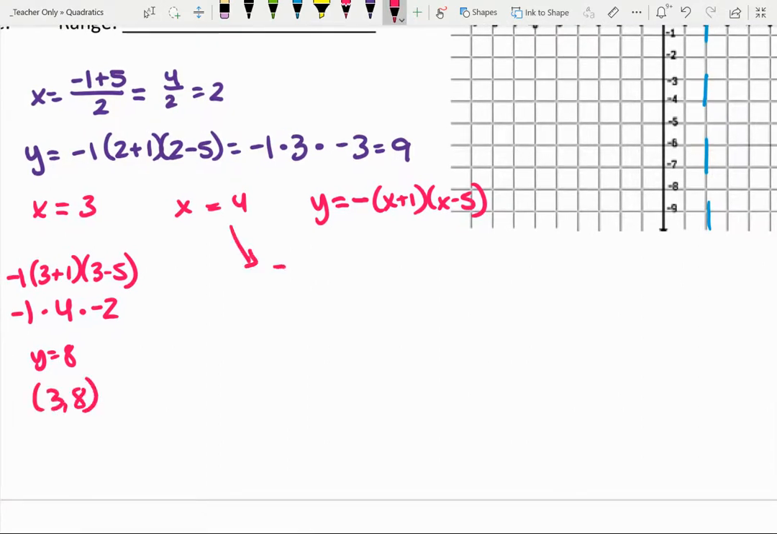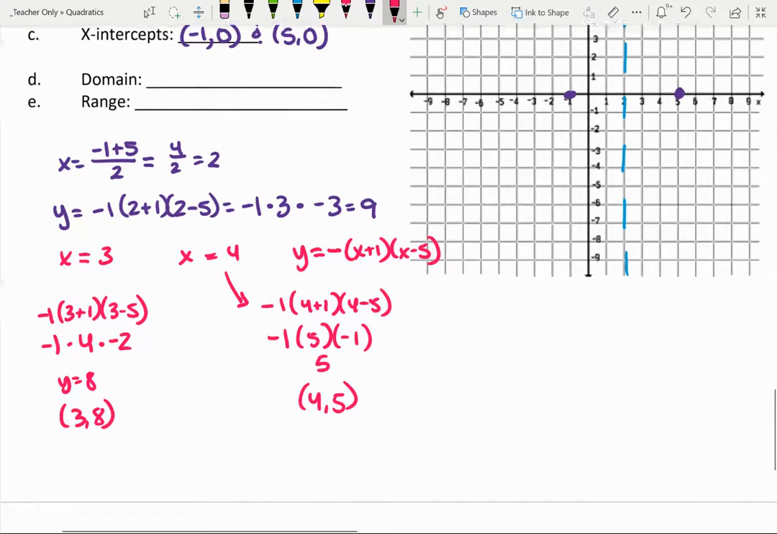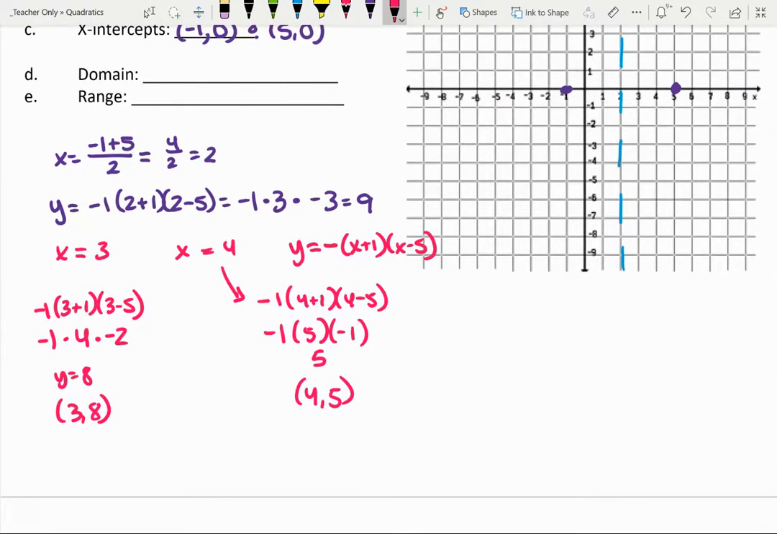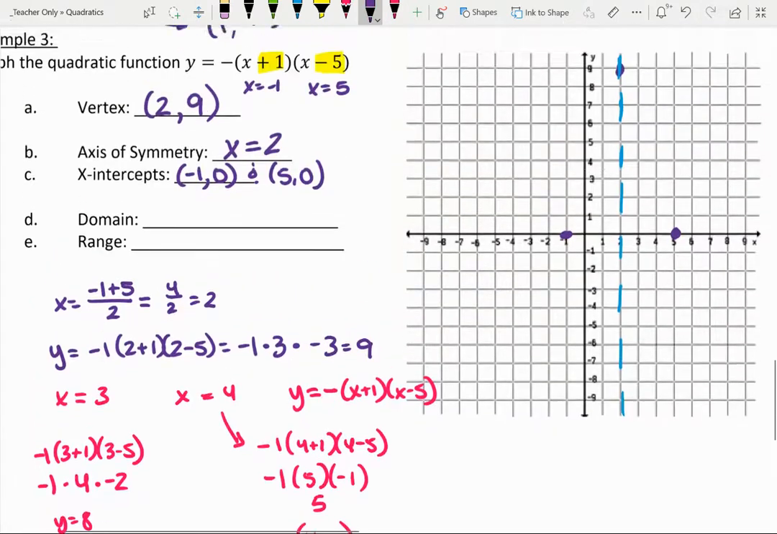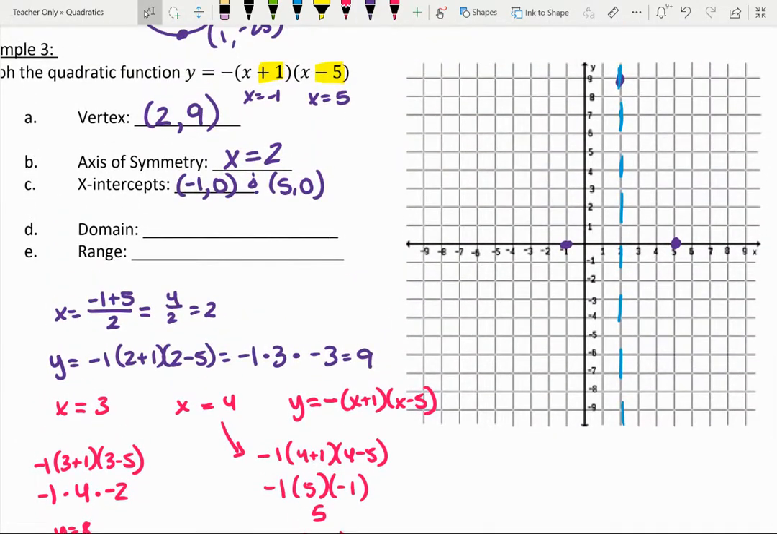And then when x is equal to 4, we have negative 1 times 4 plus 1 is 4 minus 5, so that's negative 1 times 5 times negative 1, which is going to be a positive 5. So the point 4, 5. Oops, I forgot to plot my vertex. Oh no, I did. It's up there. Okay, so the point 3, 8 also gives me a point for free on the other side, which gives me 1, 8. And then the point 4, 5 also gives me another point for free on the other side, which gives me the point 0, 5.